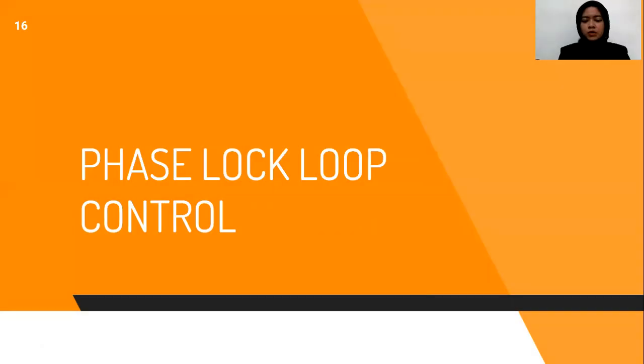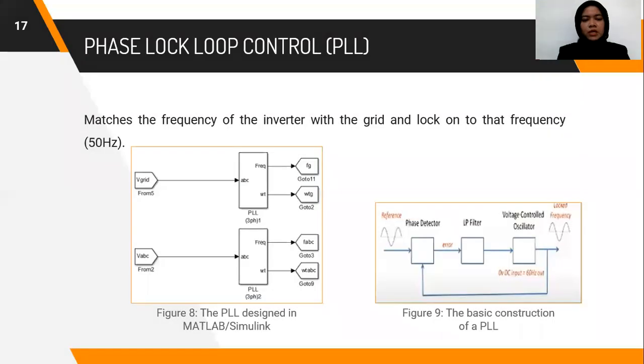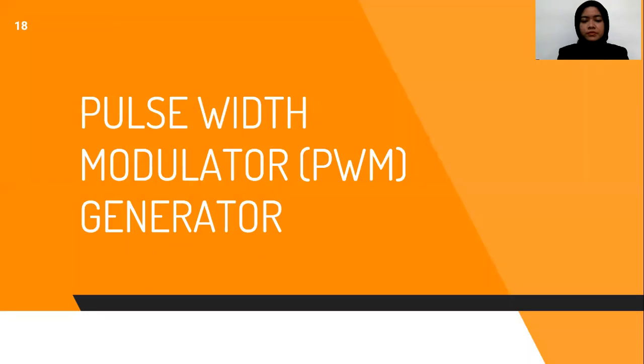The phase lock loop control, or PLL, is to match the frequency of the inverter with the grid and lock onto that frequency, which is 50 Hz. Figure 8 shows the PLL design in MATLAB Simulink, and Figure 9 shows the basic construction of a PLL.